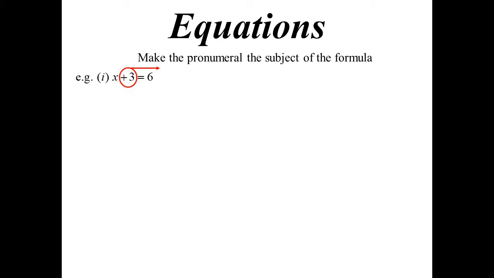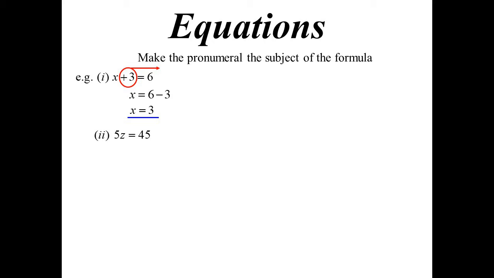But the one thing I know is that when I move a term through the equals sign, I've got to change the sign of the number. So it actually would be 6 minus 3 now. And so, okay, x equals 3. That's how I'm thinking about it when I see an equation.